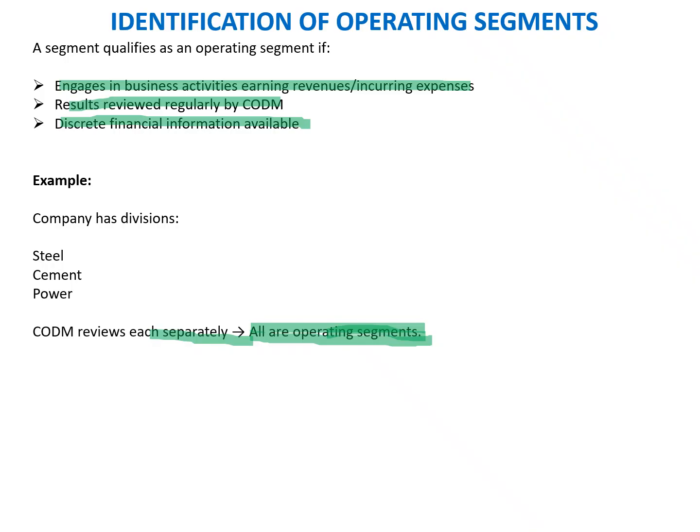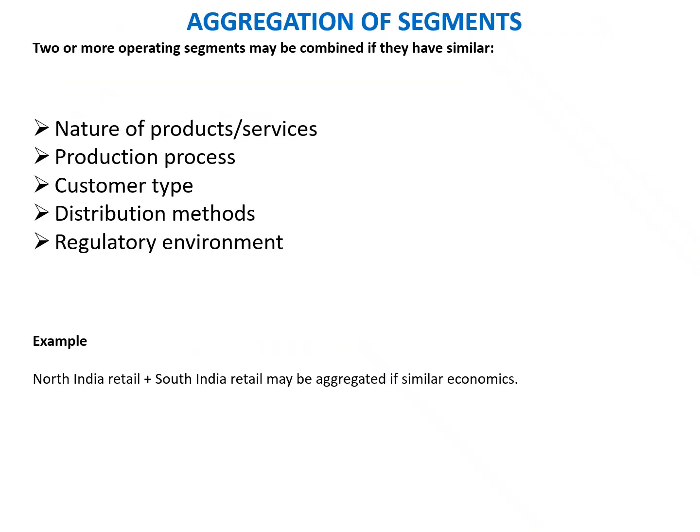So we'll move to the next slide. Okay. Now, sometimes it is also important for the entity to consider the kind of information they have and the impact it is going to have on the overall revenue. So they can club a few of these segments together, and instead of reporting each segment separately, they can report two or more segments by aggregating them.